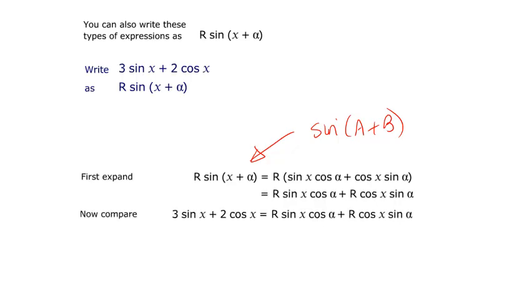And now we compare the question with how we want to write it. So the question was 3 sine x plus 2 cos x. So we compare that with our expansion. If we look at the sine x's, there's 3 of them on the left, and then r cos alpha of them on the right. With the cos x's, there's 2 on the left, and then r sine alpha on the right. So we end up with those 2 little mini equations, and we'll solve them in the same way as before.